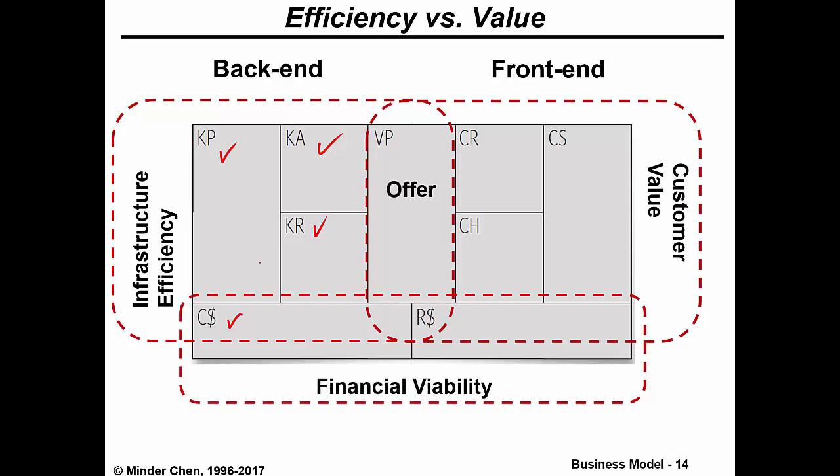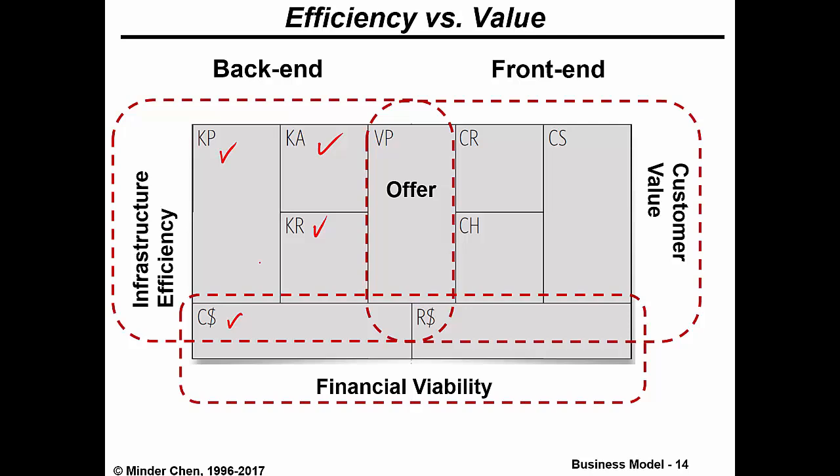The offer in the middle, which is the central element of the business model canvas, is the value proposition, the product and service. The reason we call it value proposition is because sometimes the customers are looking at not just the product and service, but the value that we propose to the customer. It's much bigger and broader in definition. Therefore, we prefer to use the term value proposition instead of product and service.